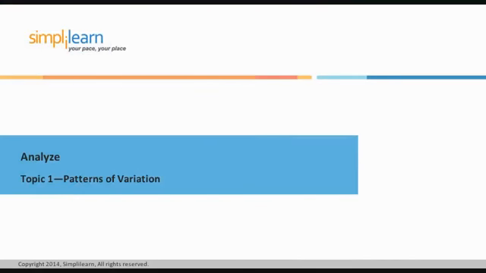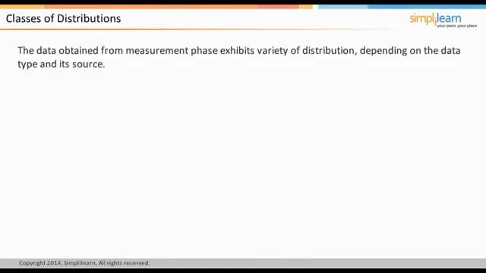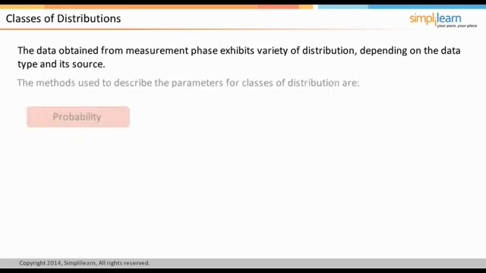In this topic, we will learn about the patterns of variation in detail. Let us start with the classes of distributions in the following screen. When data obtained from the measurement phase is plotted on a chart, it is observed that it exhibits a variety of distributions depending on the data type and its source. These distribution patterns will help you understand the data better.